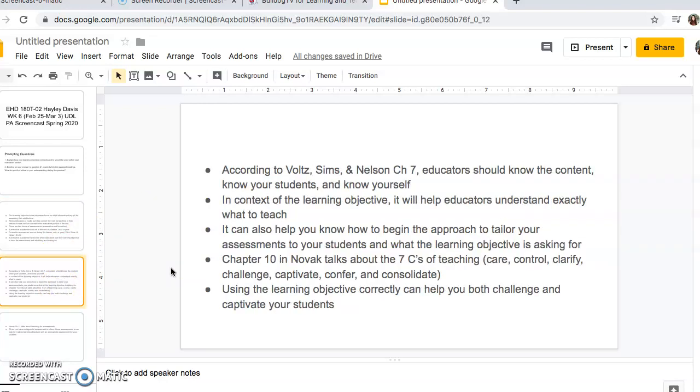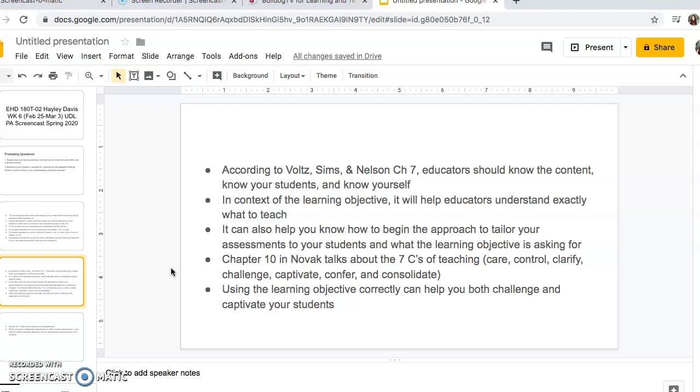According to Volt, Sims, and Nelson, Chapter 7, educators should know the content and know your students and know yourself. So in the context of the learning objective, it will help educators understand exactly what they want to teach. And it can also help you know how to begin the approach to tailor your assessments to your students and what the learning objective is asking for.